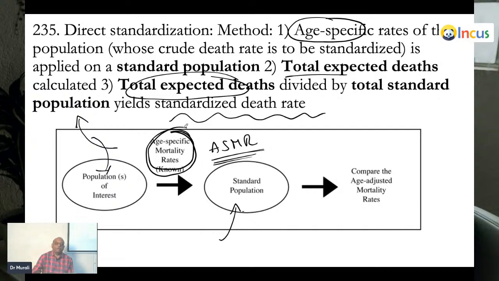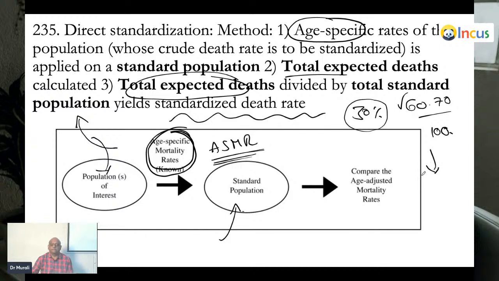So basically you know age-specific mortality rate. That means, let us say 30% of the people die between the age group of 60 to 70. Let us say between the age of 60 to 70, you have 100 people. So what is the expected deaths? 30% of that. That means 30.